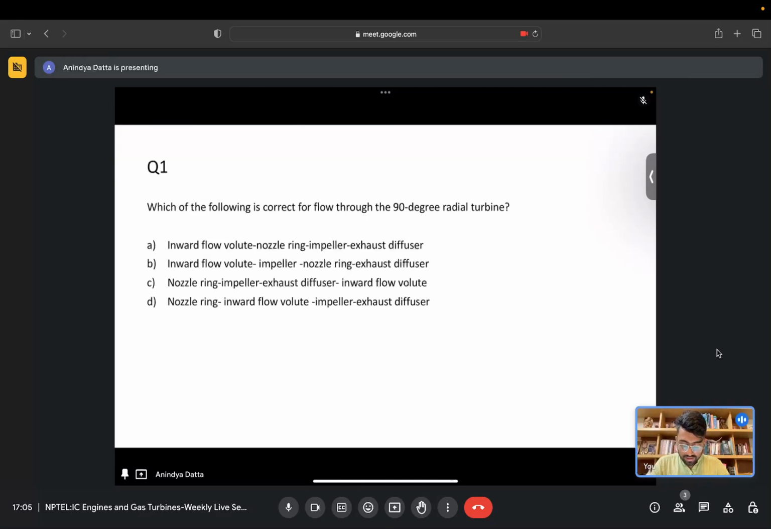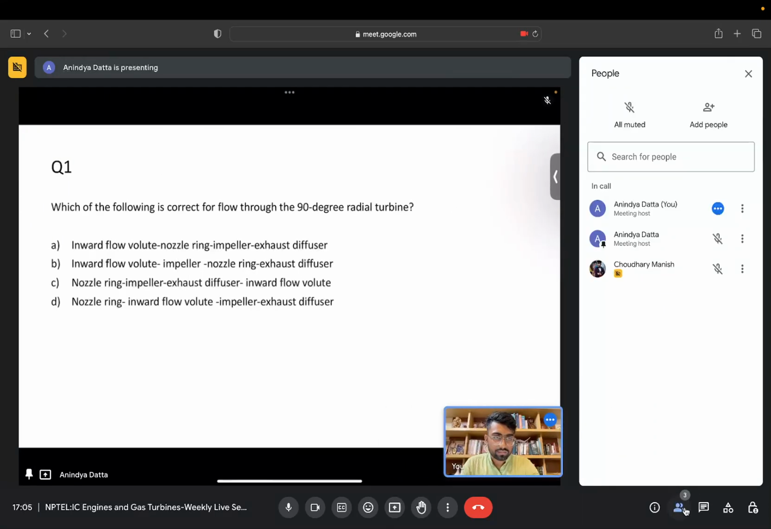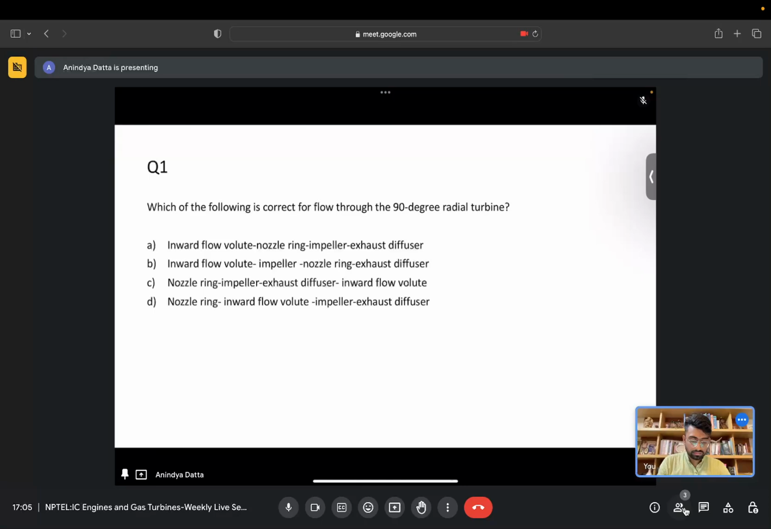Option B: inward flow volute, impeller, nozzle ring and then diffuser. Option C: first nozzle ring, then impeller, then exhaust diffuser and then inward flow volute. And option D is nozzle ring, inward flow volute, impeller and exhaust diffuser. So which is the correct answer for this one? Whoever is attending this can write your answers in the chat box.